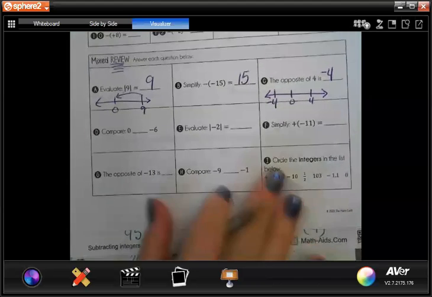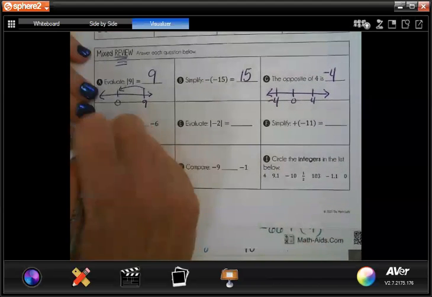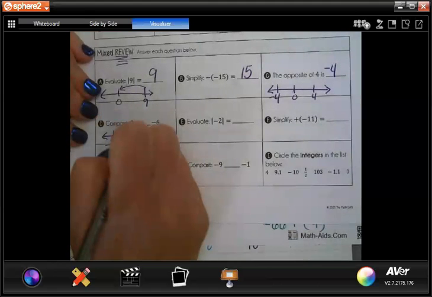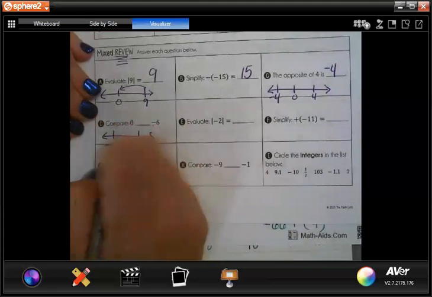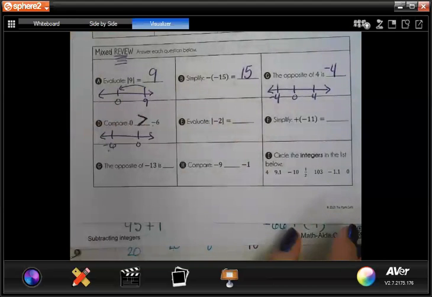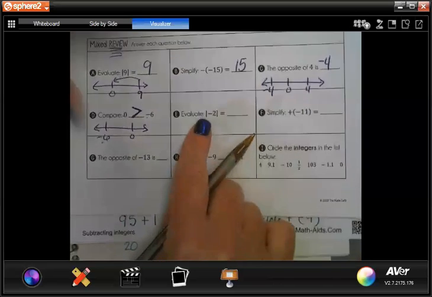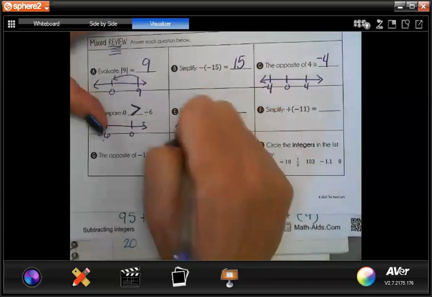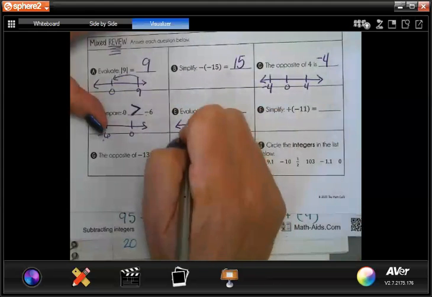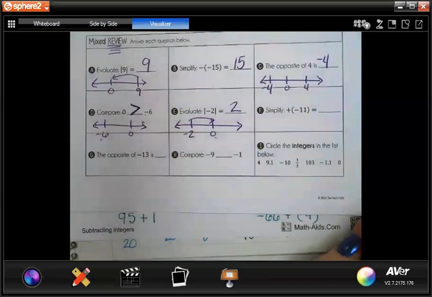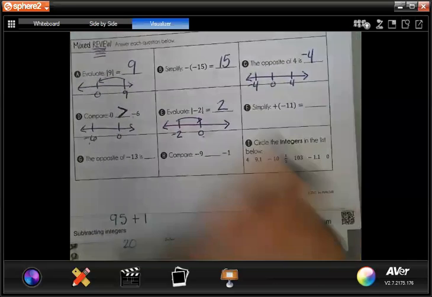Okay, comparing 0 and -6. Here's 0, here's -6. All right, 0 is to the right of -6, so it's greater than. Okay, evaluate this. This is absolute value. Here's 0. Here's -2. -2 is 2 units from 0. So it'd be a +2. Okay. All right.